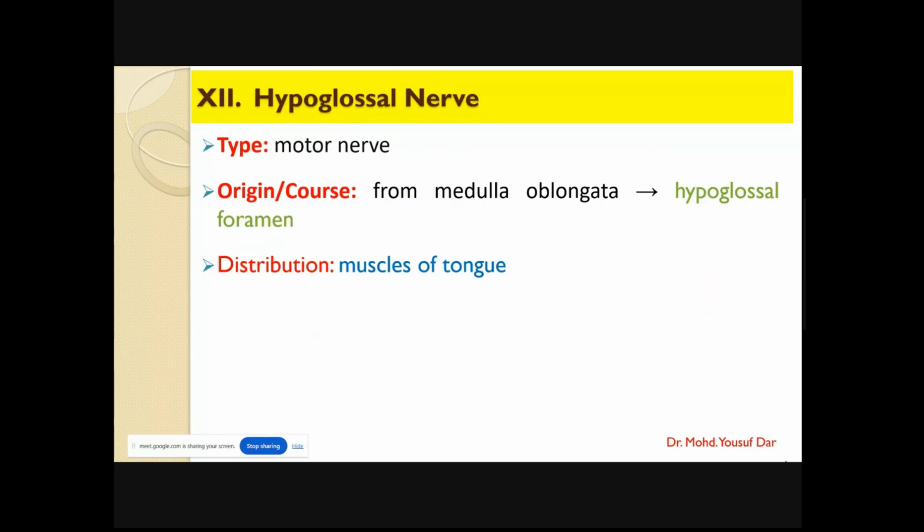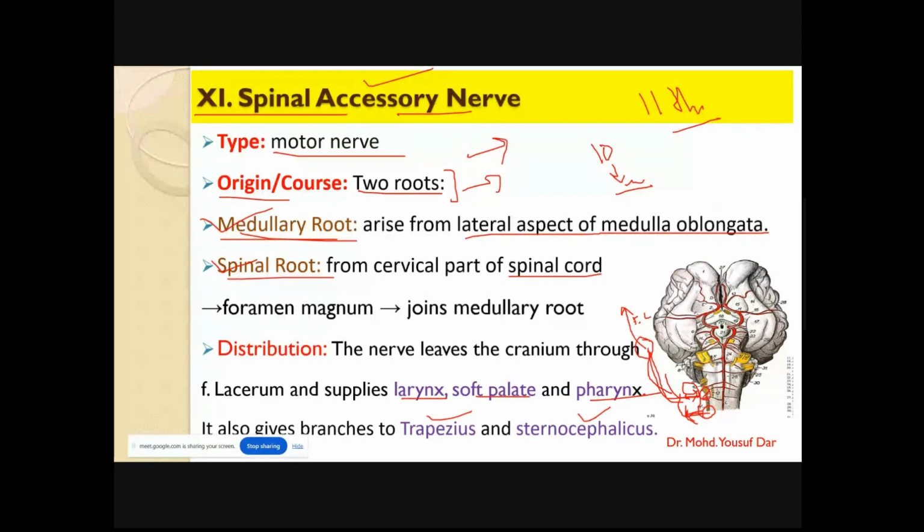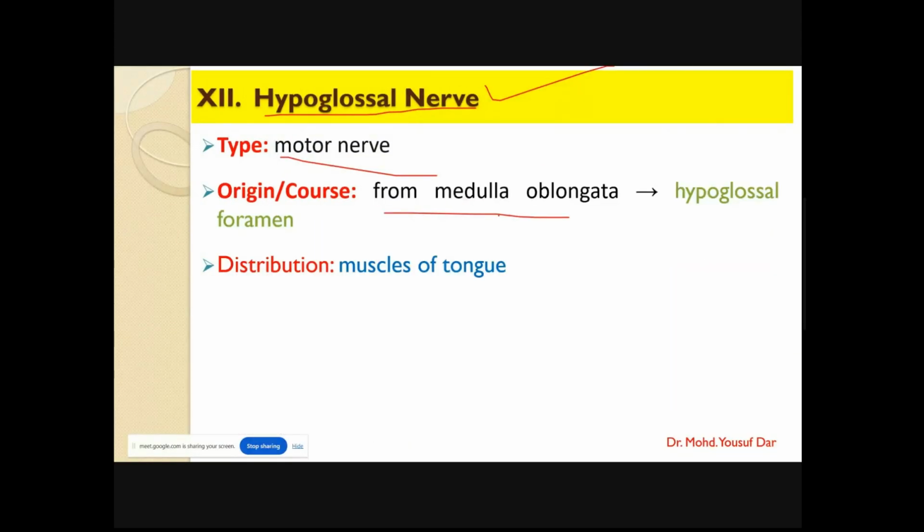So we have the last one, the hypoglossal nerve. The 12th cranial nerve is the hypoglossal nerve. It is again a motor nerve from the medulla oblongata. You can see the 12th one from here. It leaves the cranium through a foramen known as the hypoglossal foramen, and through it, it supplies the muscles of the tongue.